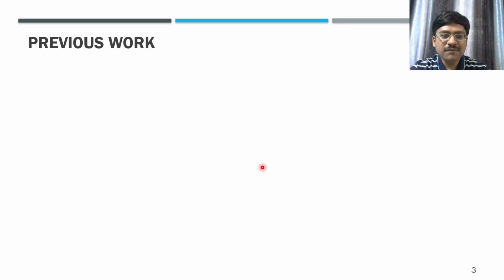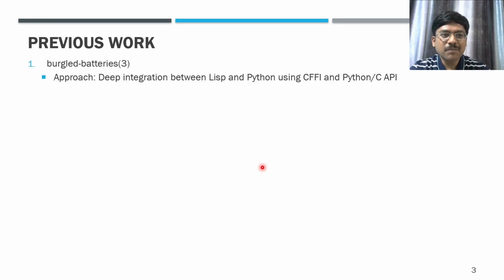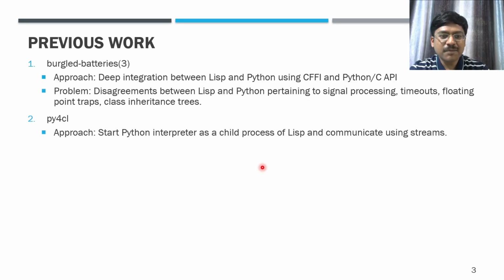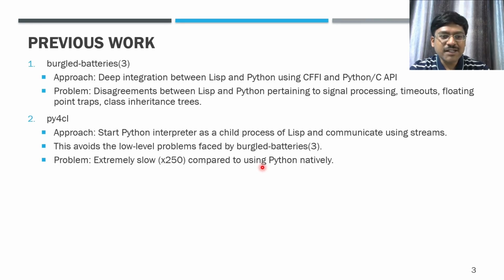Now, there has been previous work on this topic. One is Burgled Batteries. It aimed for a deep integration between Lisp and Python using CFFI and the Python C API. But it ran into problems related to signal processing, timeouts, floating point traps, and class inheritance trees. Lisp and Python can disagree on these things. A second approach is py4cl. It starts a Python interpreter as a child process of Lisp and communicates with it using streams. It solves the problems faced by Burgled Batteries, but it is extremely slow compared to using Python directly.